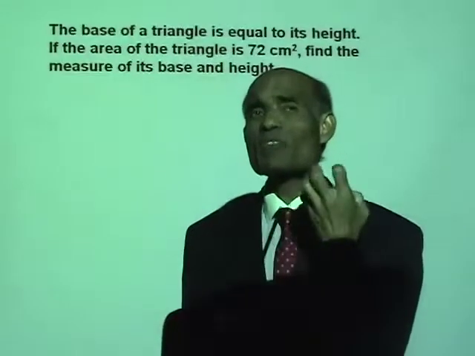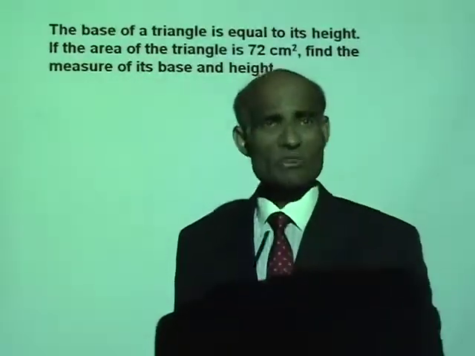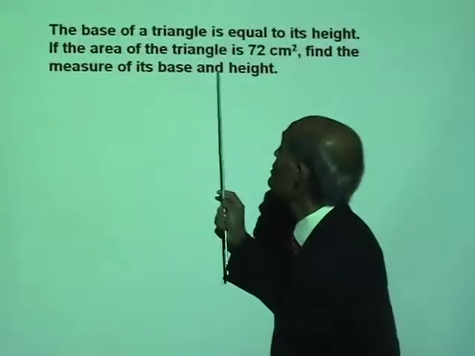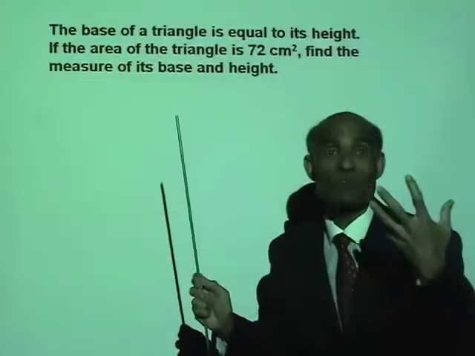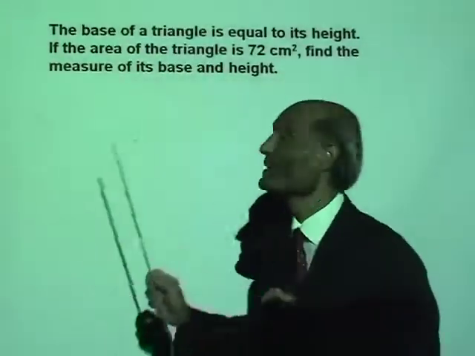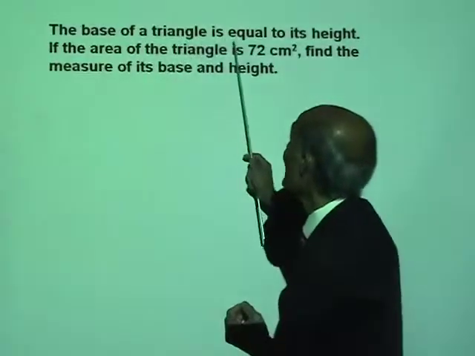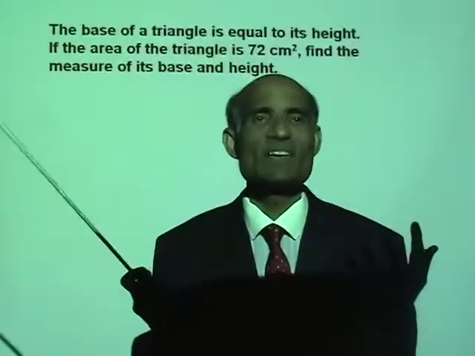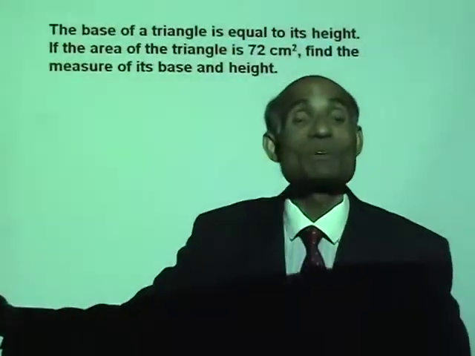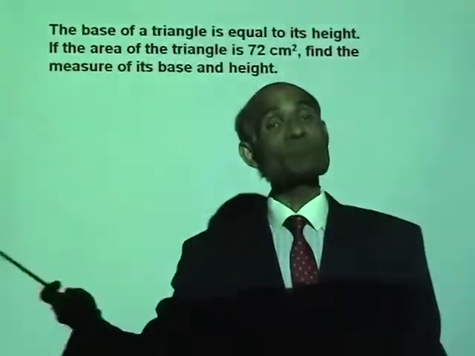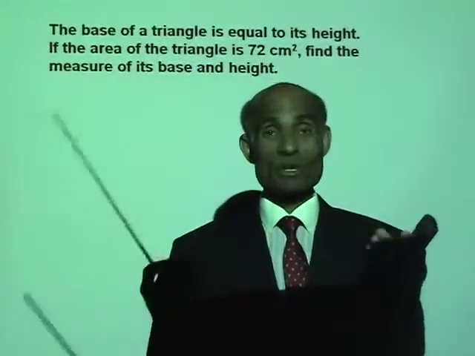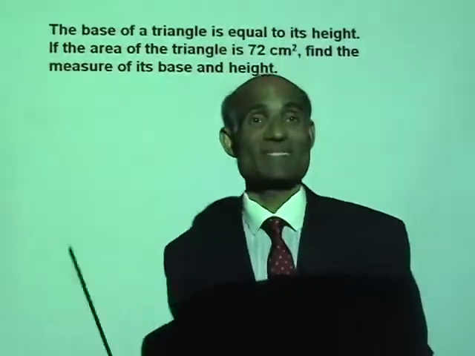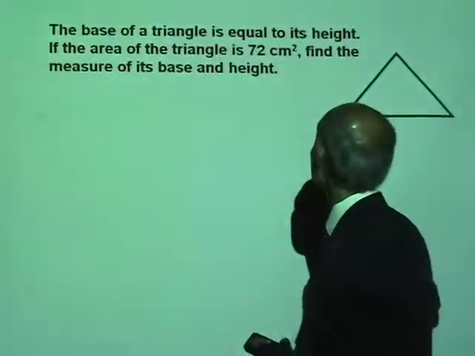So, are we in trouble here? I don't think so. Why? Because a relation between base and height is given to us. What is our relation? They are equal. You are told that the base of a triangle is equal to its height. So it is enough for us to say that let the base be equal to x, or let the height be equal to x. You can choose, because if the base equals x, then the height also equals x. Alright, now here is the triangle.